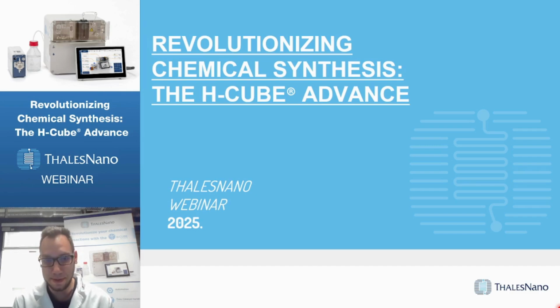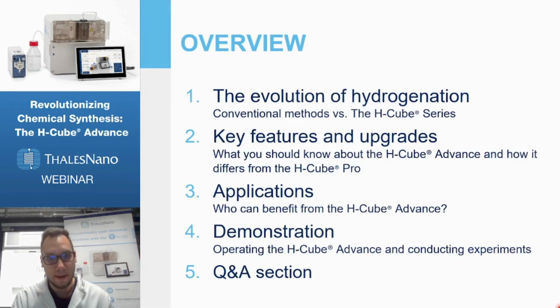It will be my job today to explain how the H-Cube Advance can revolutionize your chemical synthesis, especially hydrogenations. Today's webinar will consist of 5 individual parts. First, we will have a look at a little bit of history with a special emphasis on the evolution of hydrogenation in continuous flow. And we will have a look at how we have achieved the production of the H-Cube Advance, and especially the H-Cube series, how it led to the H-Cube Advance.